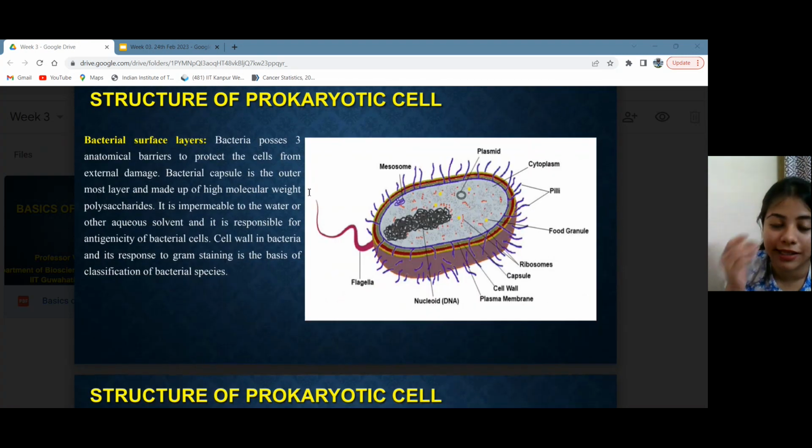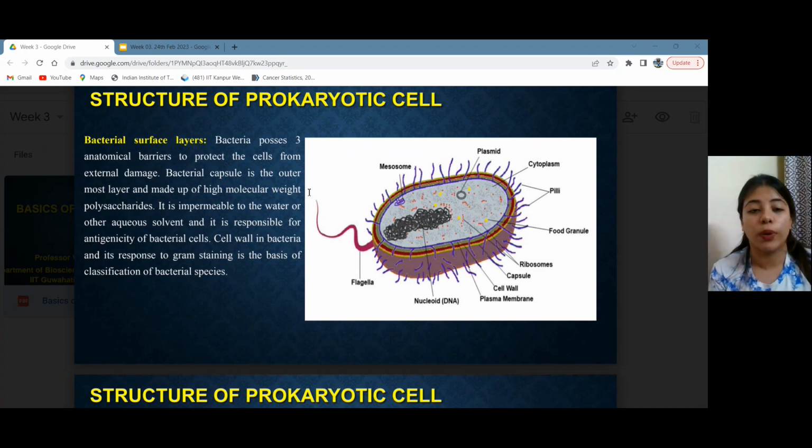Then come the surface layers. So bacteria, we will discuss this. Bacteria possess three anatomical layers. The first, or the outermost, layer is the bacterial capsule, which is made up of polysaccharides. It's made up of sugars and polysaccharides, and it's also like a tough covering which is present on the bacterial cell.